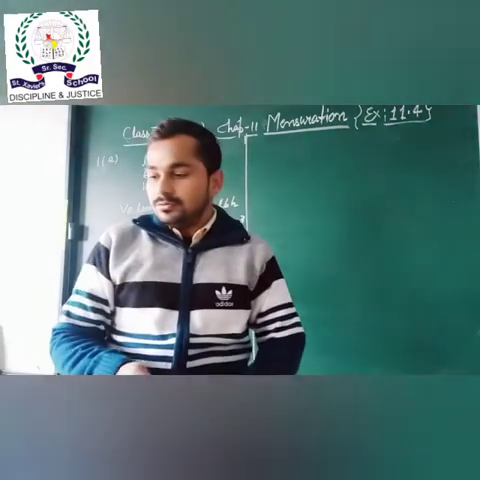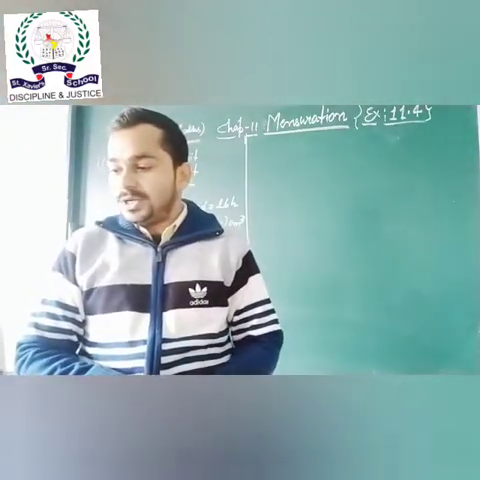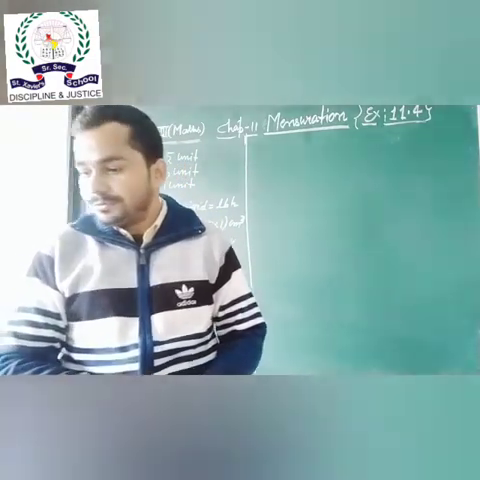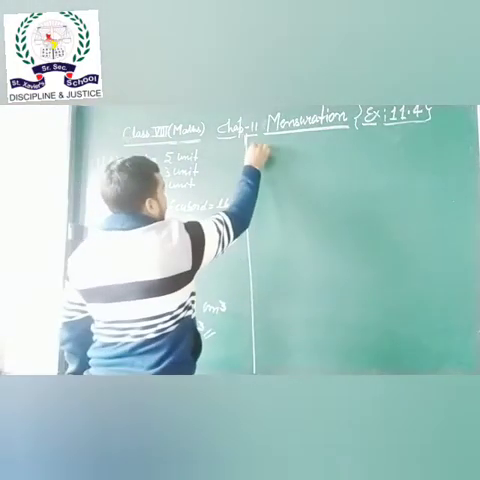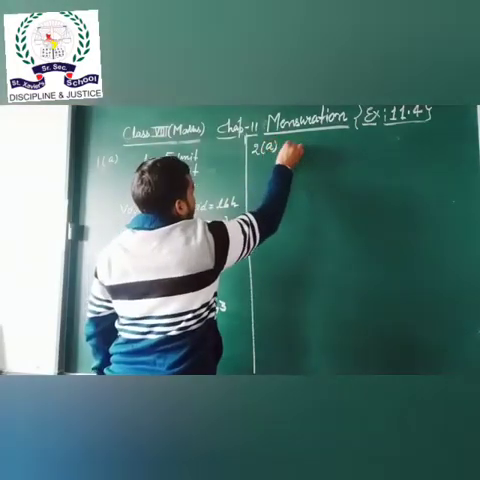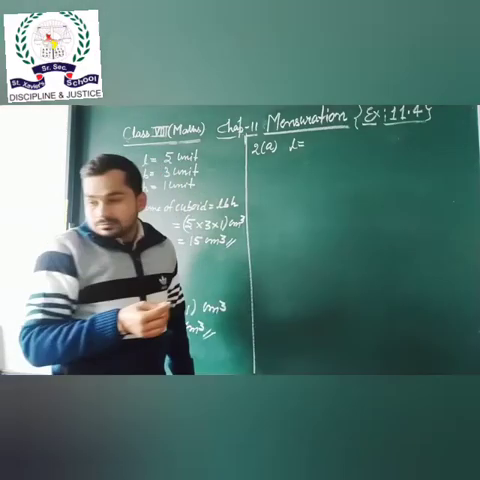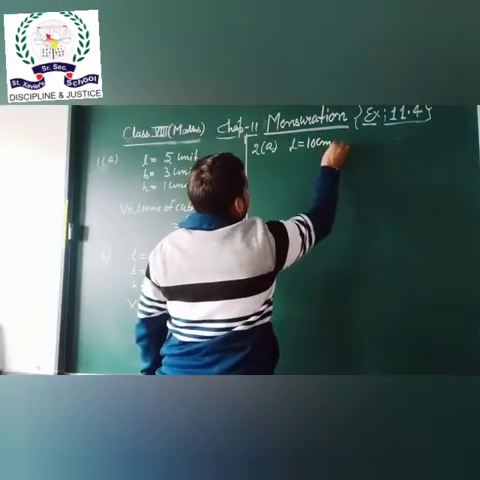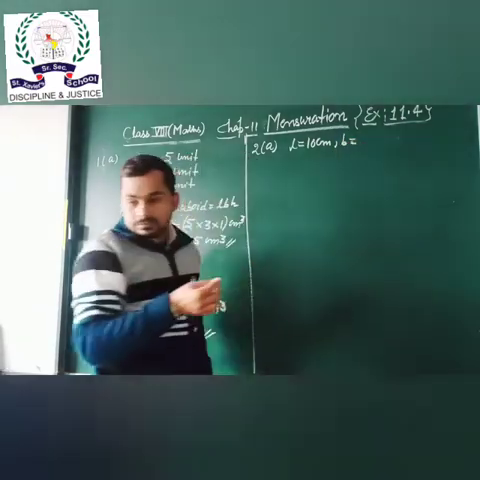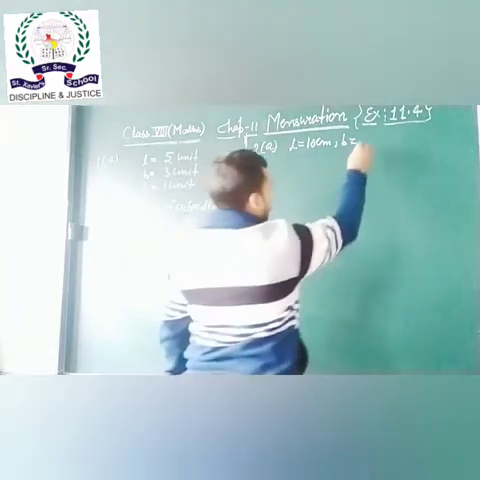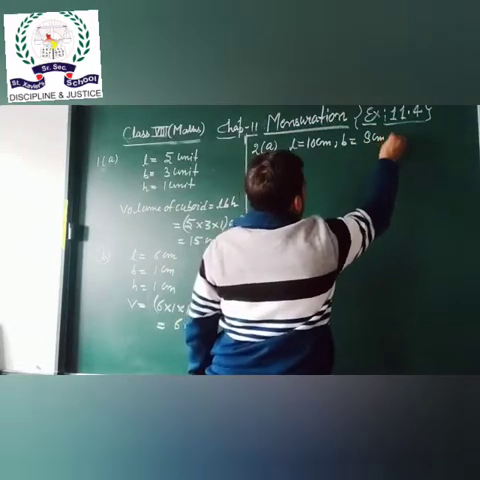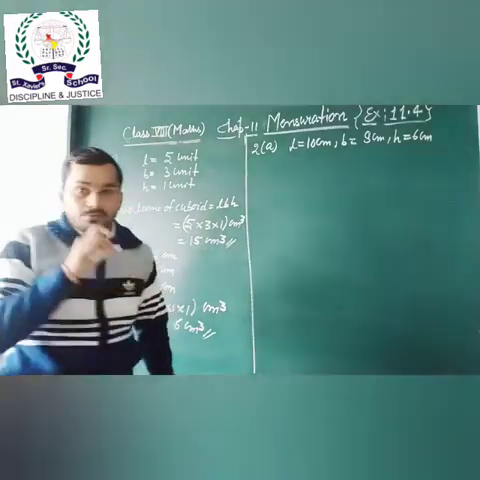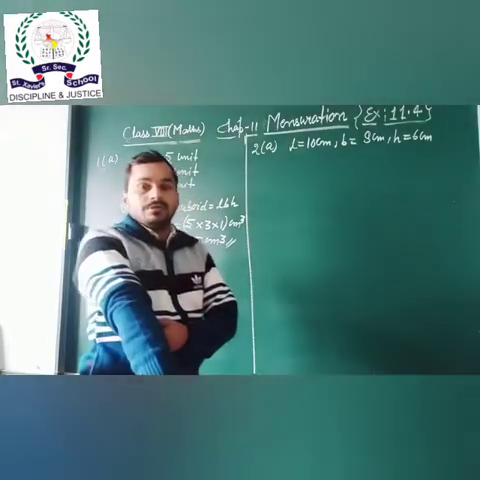Now question number 2: find the total surface area, lateral surface area and volume of cuboid whose dimensions are given below. Question number 2, part A: length equals 10 centimeter and breadth equals 8 centimeter and height equals 6 centimeter. So we have to find out the TSA, LSA and volume of cuboid.